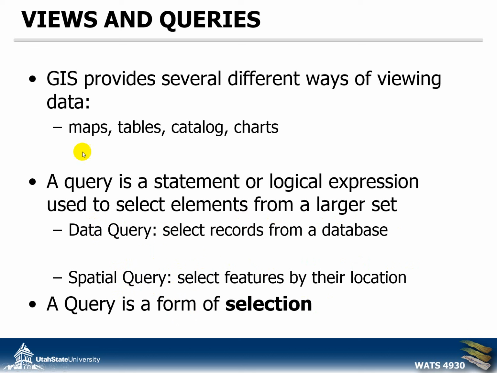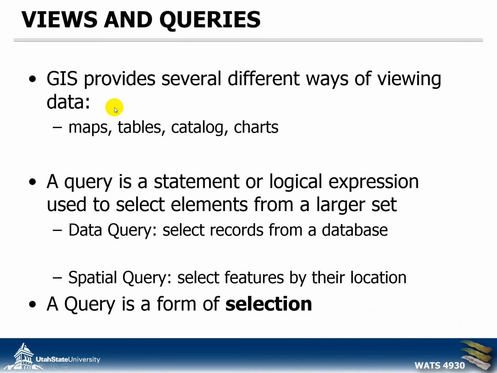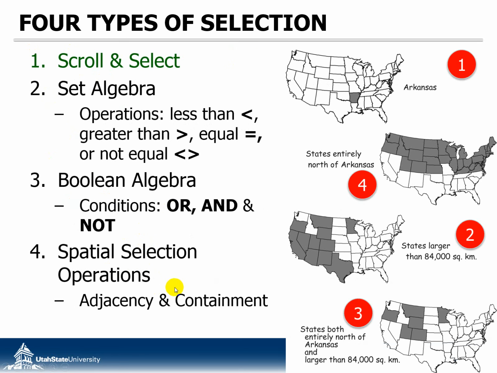Let's talk about four basic types. One is the scroll and select, and really these three all fall under this sort of data query. And then the fourth is our spatial query. With scroll and select, I might just scroll through my list and say, right, boom, I'm selecting the state of Arkansas. So that's pretty simple.